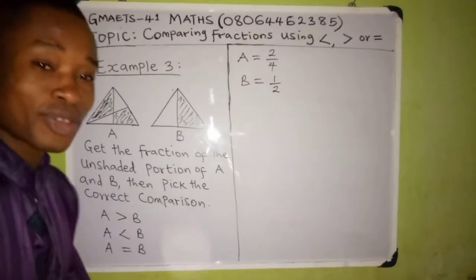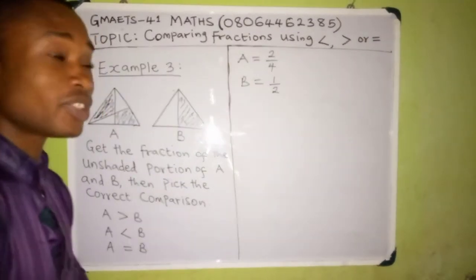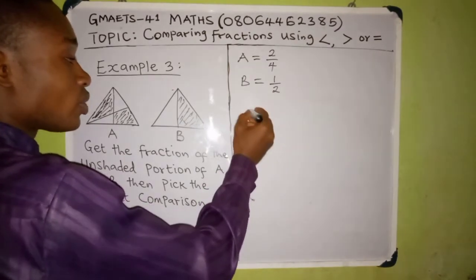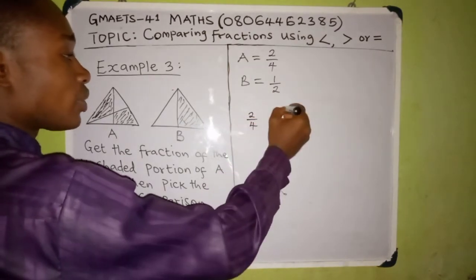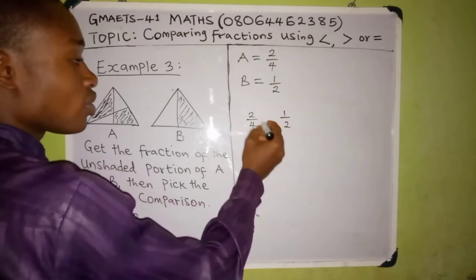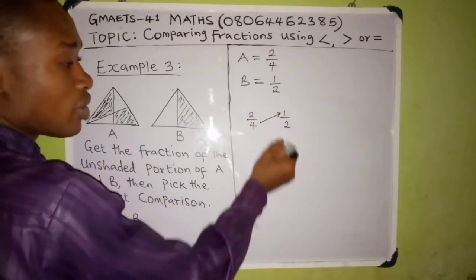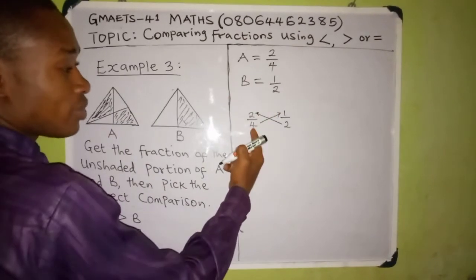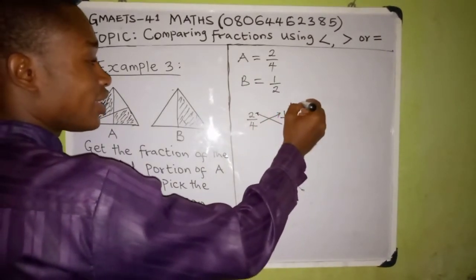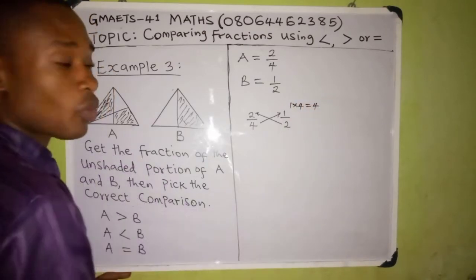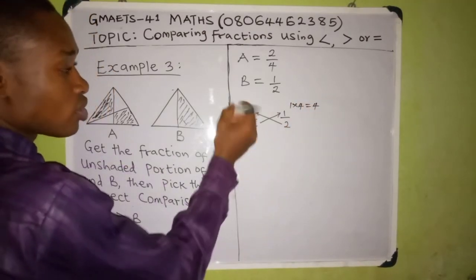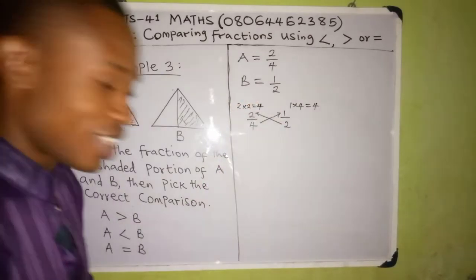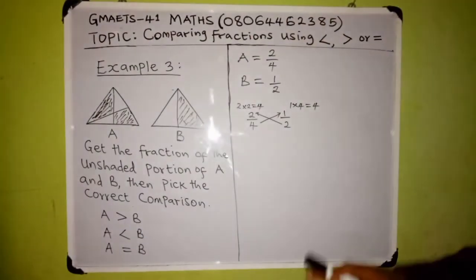So we proceed and do our normal multiplication trick. We'll write 2 over 4, and then we're going to write 1 over 2. Link the numerators to the denominators. We have something like this. Now, 1 times 4, what are we going to get? 1 times 4 will give us 4. Then 2 times 2, what would you get? 4. Good.